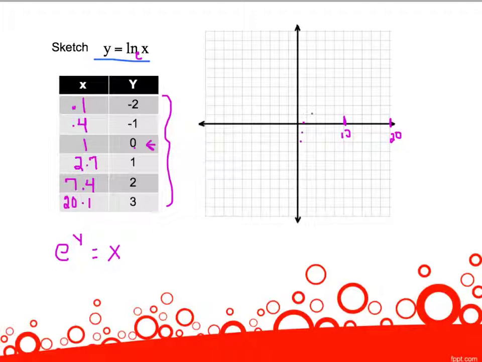7.4 would be at 2. And 20.1, so we're just out past 20, is up here at 3. And notice that that does look like our other exponentials. We start steep, and we flatten out as we go. Kind of pretend we hit that dot. And notice that we did pass through the point (1, 0).